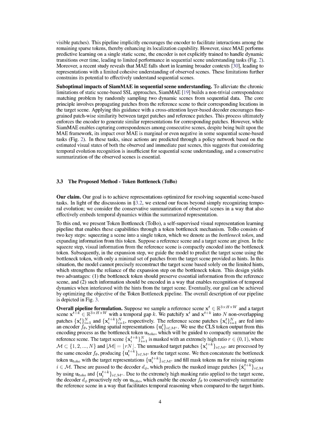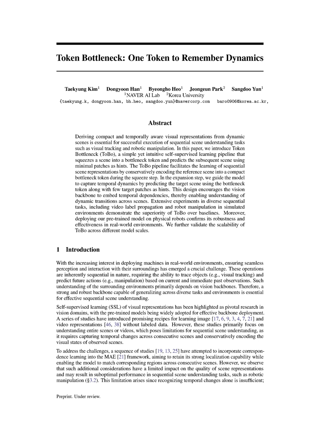The high masking ratio applied to the target scene forces the decoder to rely heavily on the bottleneck token, thereby ensuring that the essential information is preserved and enabling the model to recognize temporal dynamics interleaved with the hints from the target scene. This design ultimately enhances the model's ability to summarize observed scenes while effectively capturing temporal evolution.